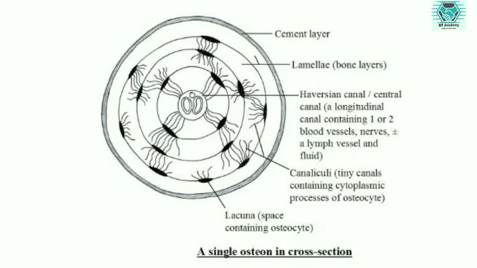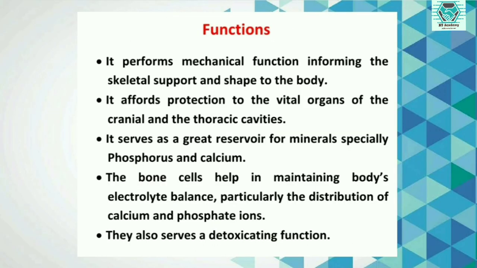The diagram next shows the Haversian system with its canal, concentric lamellae, lacunae with osteocytes and canaliculi. This image shows the detailed organization of the different parts of the Haversian system. This slide shows the different functions of a bone.